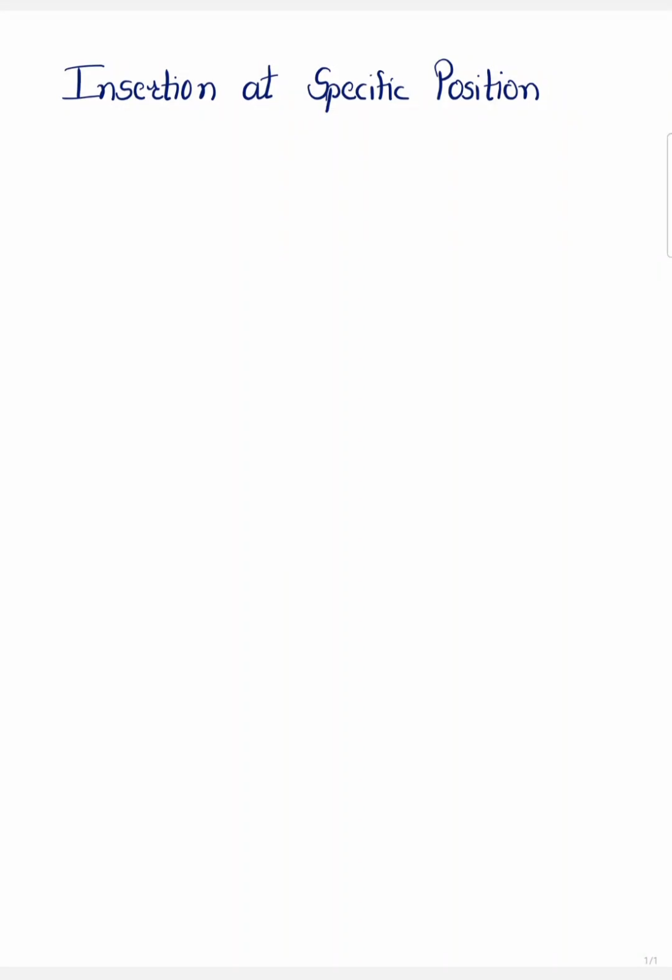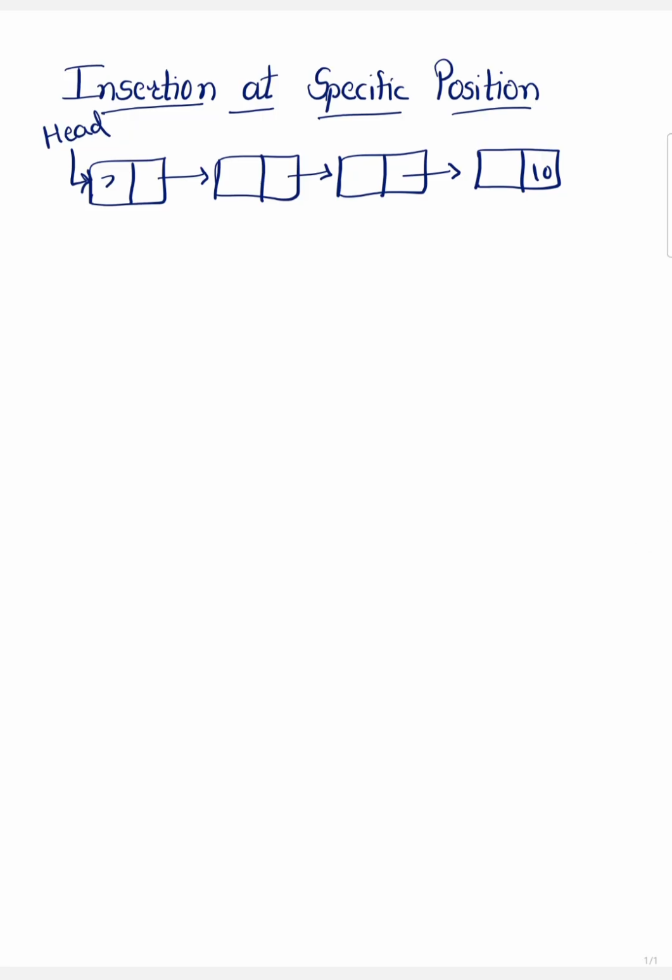Hello everyone. So in previous videos we have discussed insertion in a linked list at the end, at the beginning, and now we are going towards insertion at a specific position. We have already seen insertion at the beginning, that means adding the node as the first node, making it a first node. Then insertion at the end, that means making it the last node.